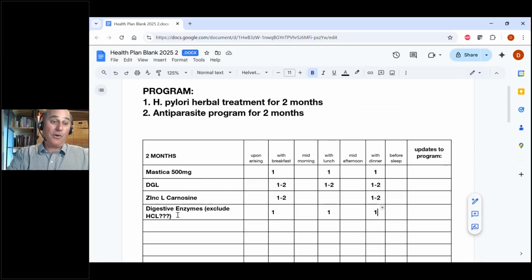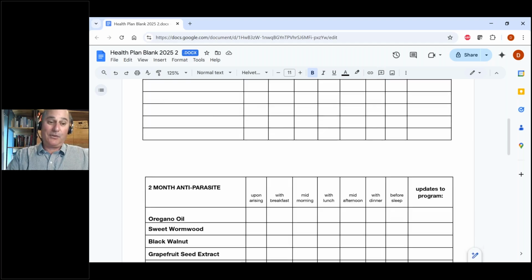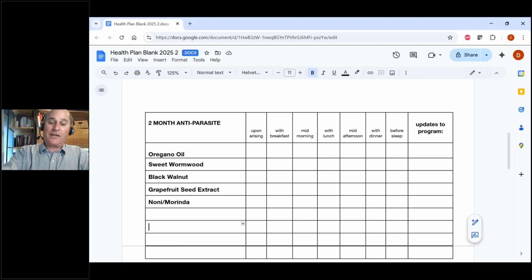So it's the same protocol, right? It's the same thing. This thing for 2 months, then this thing for 2 months, and then on the C. diff side, you want to use S. boulardii, and it's 2 weeks, and then 2 weeks, and then 2 weeks, like that.